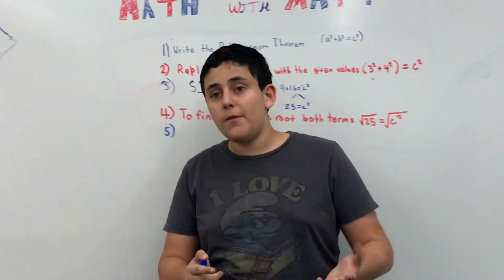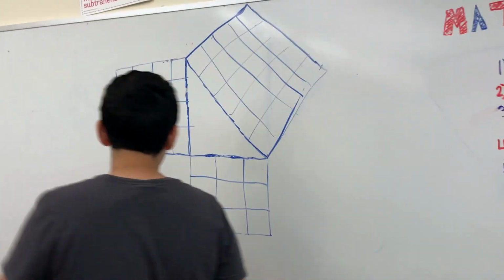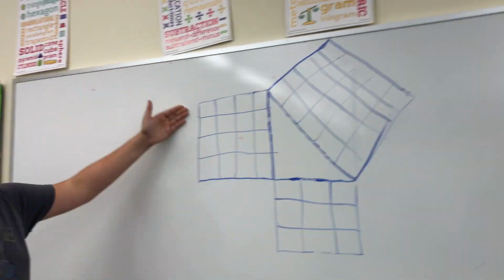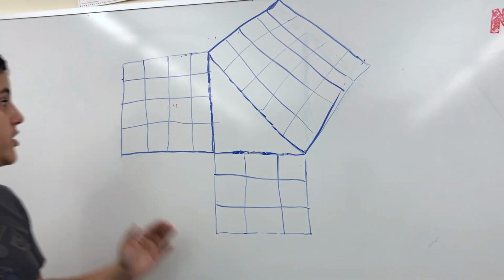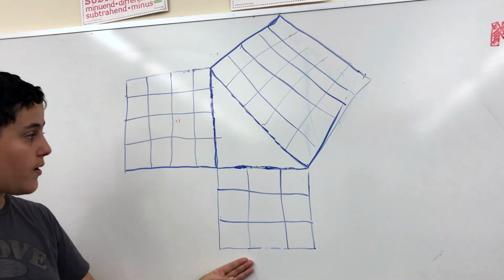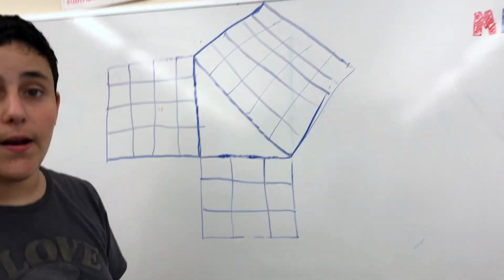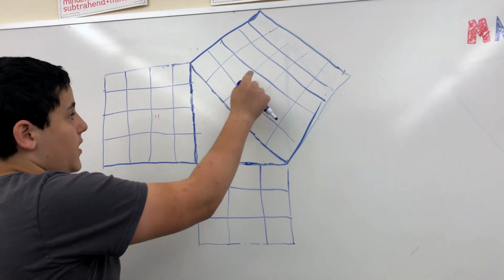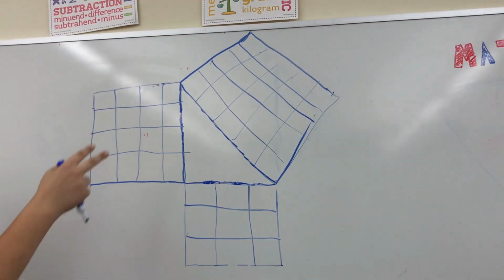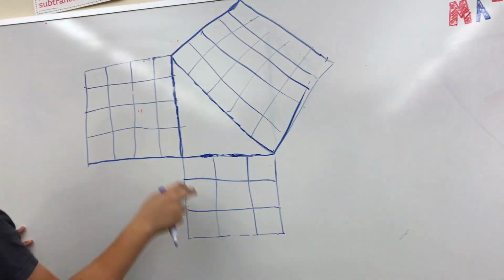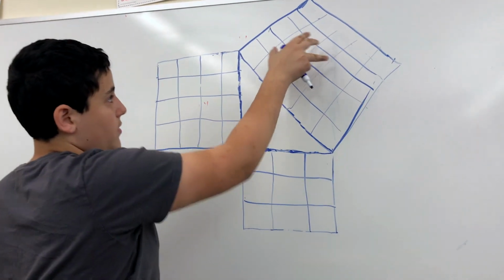So, some of you might be wondering how this works. Well, if I take you over here, you could see that it's a 4 by 4 and a 3 by 3, which is 4 squared and 3 squared. That's 16 plus 9, which equals 25. Then, when you take this, it's a 5 by 5 grid, which is 25. If you take 16 and 9, you get 25, which is how big this square is.